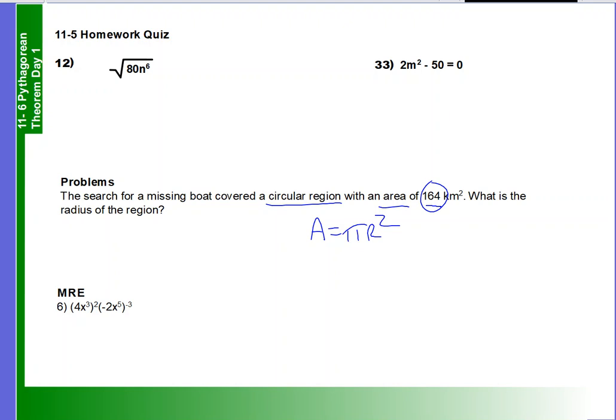So that means 164 has to be equal to pi times the radius squared. Maybe the pen is not going to work. All right. Okay, well, pi is just a number, right?